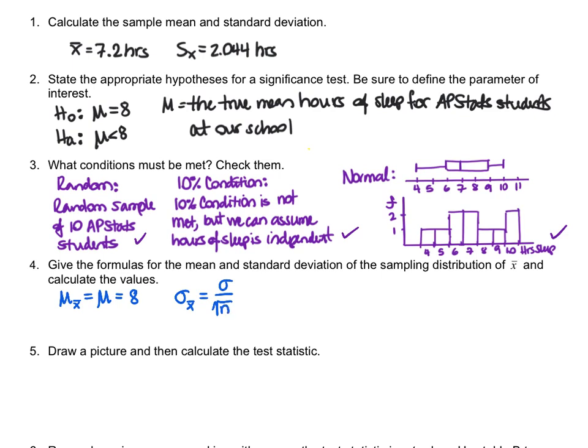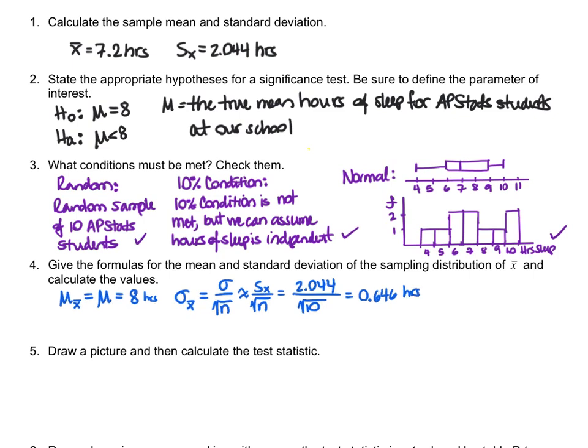So since we don't have the population standard deviation, we're going to use the approximate value given to us by the standard deviation of the sample, and we're going to divide that by the square root of n. Remember, we call that the standard error. Okay, so we plug in our values, and we have 2.044 divided by the square root of 10, giving us 0.646. And both of these units are hours.